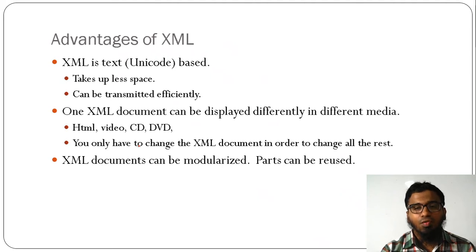So what is the advantage of XML? The main important thing, XML is text, Unicode. Okay, Unicode is a set of codes. XML takes up less space and can be transmitted efficiently. Means it will take less space, and whenever you want, you can transmit it from one application to another application. One XML document can be displayed differently in different media.